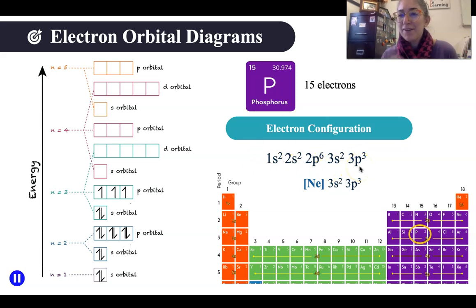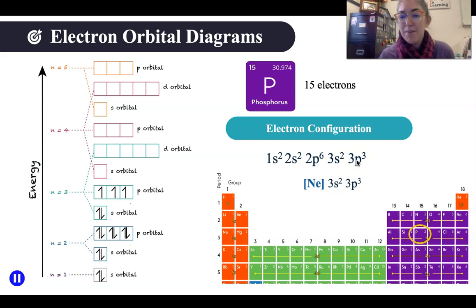We can shorten the electron configuration and use a shorthand notation, where we use the noble gas to represent that noble gas's electron configuration, and then just add on the extra electrons. The noble gas before phosphorus is neon, so neon plus 3s2, 3p3.